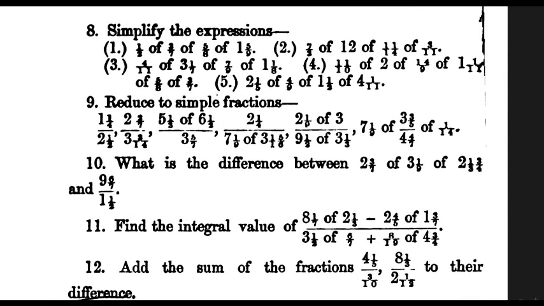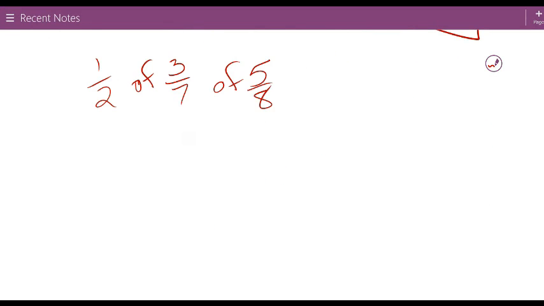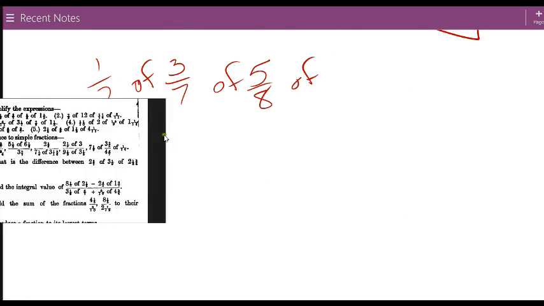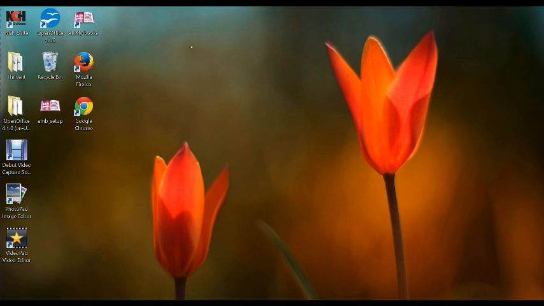Okay, I'm just going to go ahead and do the first one because it's right there. So it's, I believe, 1/2 of 3/7 of 5/8 of, I don't know, 1 5/9. There we go. That's not it.